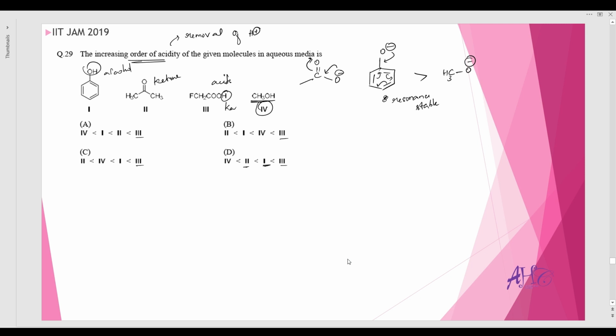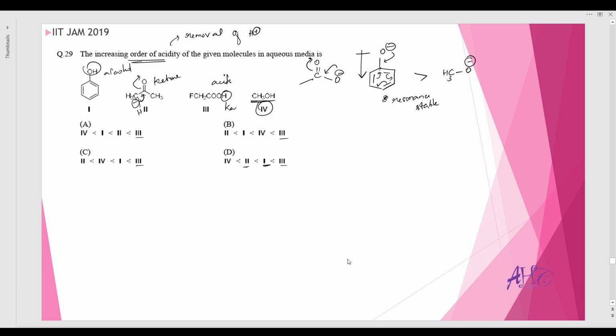Next comes the fourth one. Okay, next comes your ketone. So your ketones are basically least acidic in nature. In your ketone, the hydrogens cannot be removed. Even if you have a hydrogen, with CH2 minus, this will not be possible. Because look at the electron withdrawing density here. So the electron density is away.